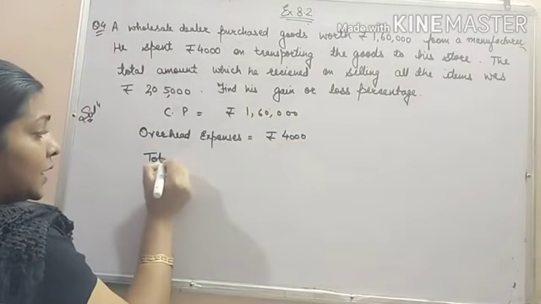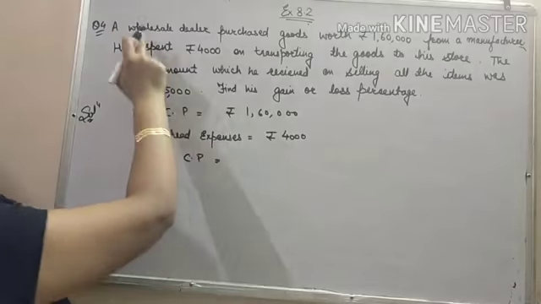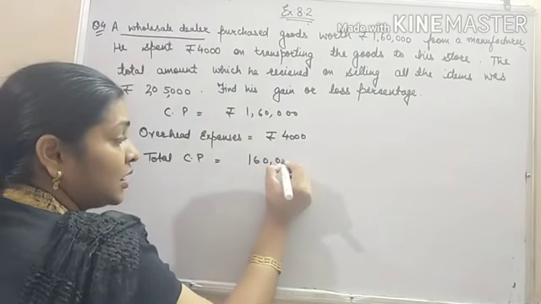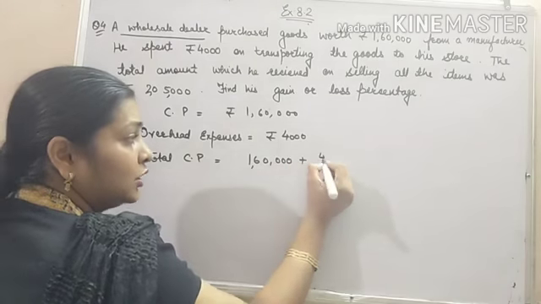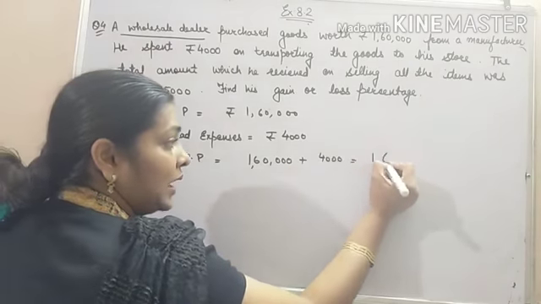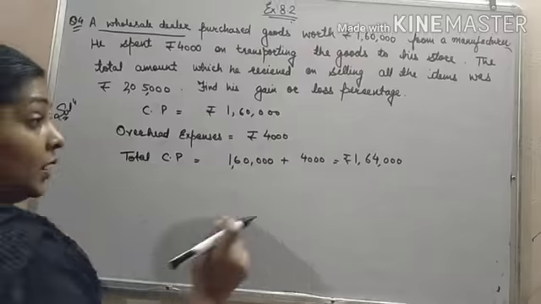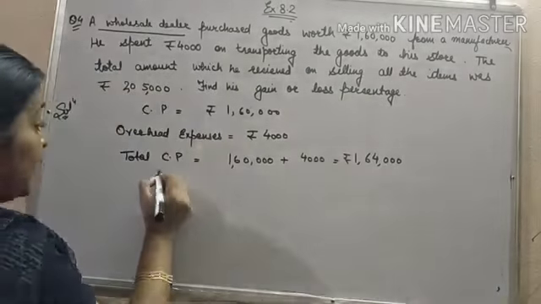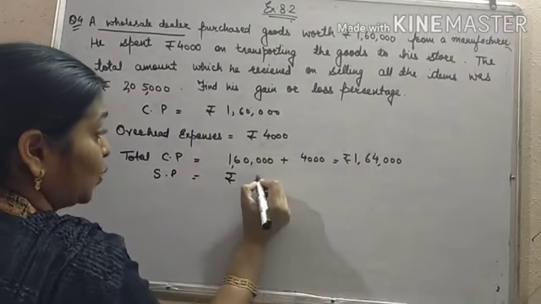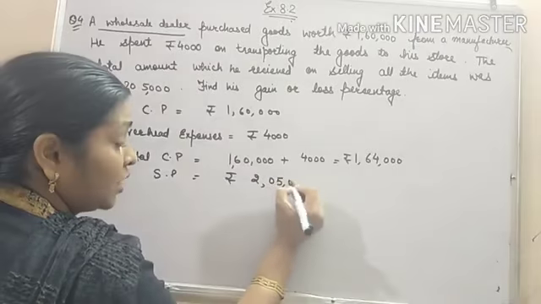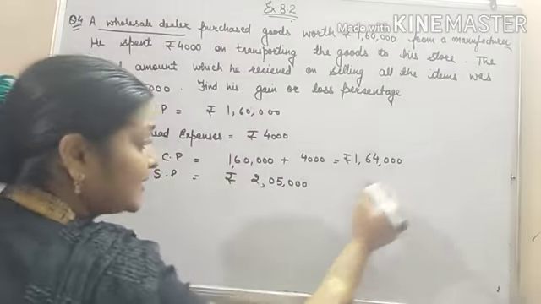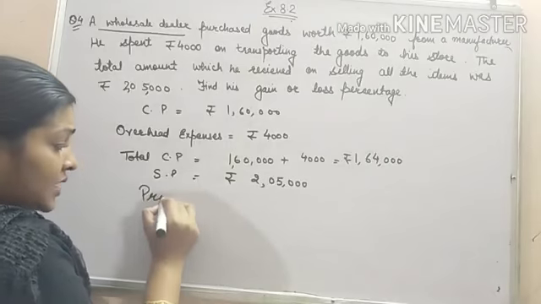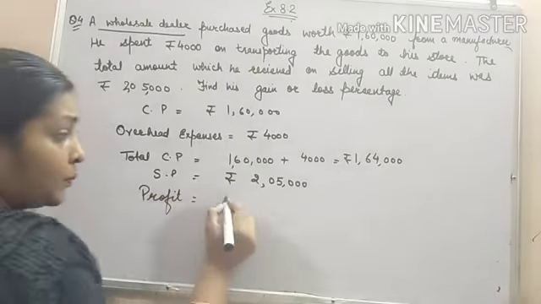So total CP which the wholesale dealer has to pay is 1,60,000 plus 4,000. That will be 1,64,000. Now total CP is 1,64,000 and SP is rupees 2,05,000. Now just looking at CP and SP, you can tell whether it will be profit or loss. Definitely it is a problem of profit. Find the profit.